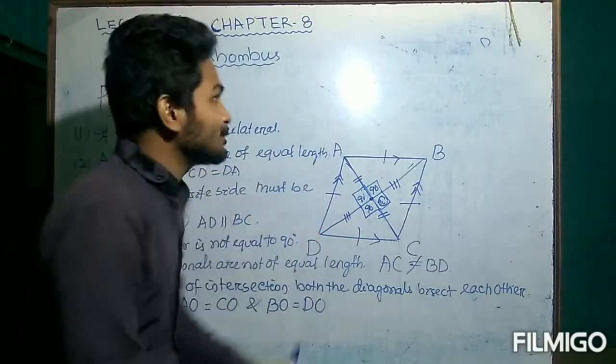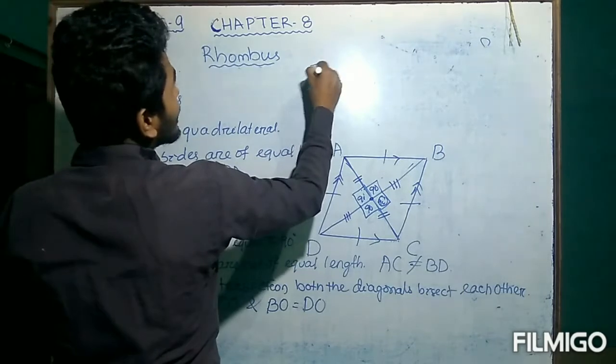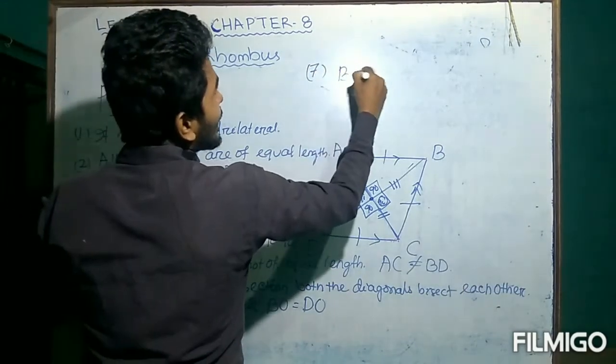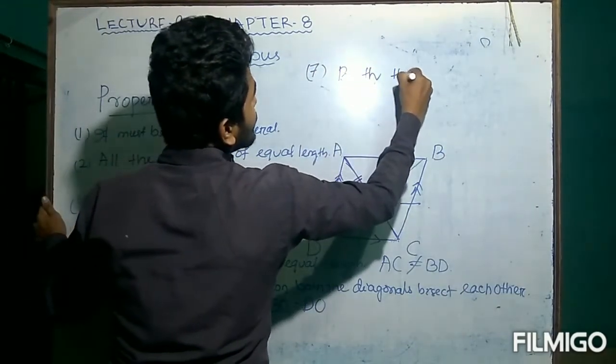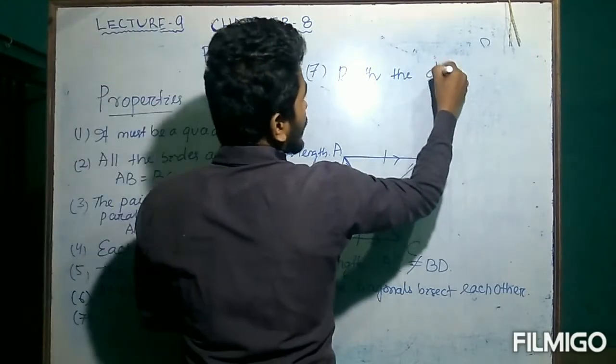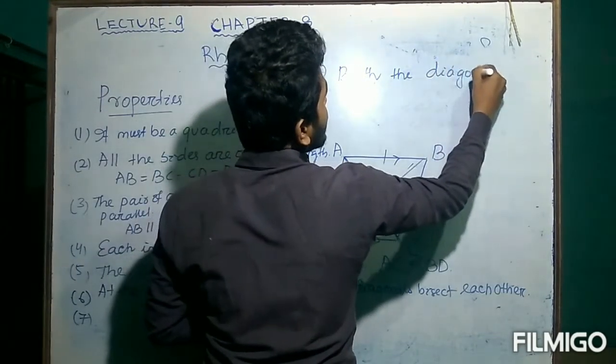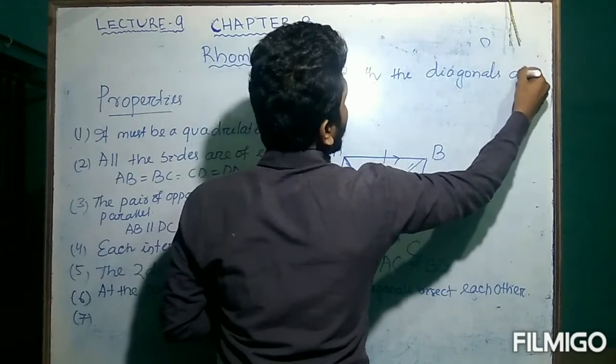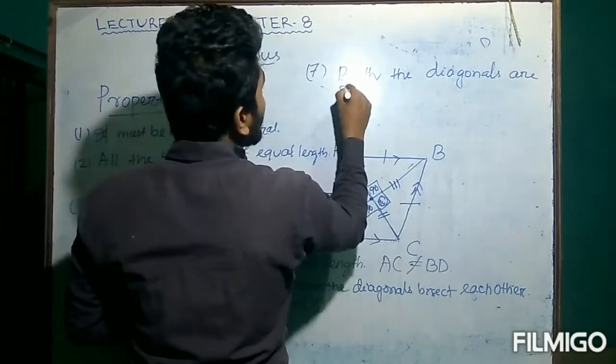Or you can say this diagonal is perpendicular to this diagonal, or you can say both the diagonals are perpendicular. Okay, so seventh point: both the diagonals are perpendicular.